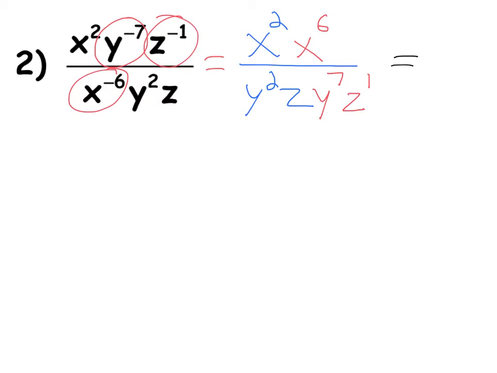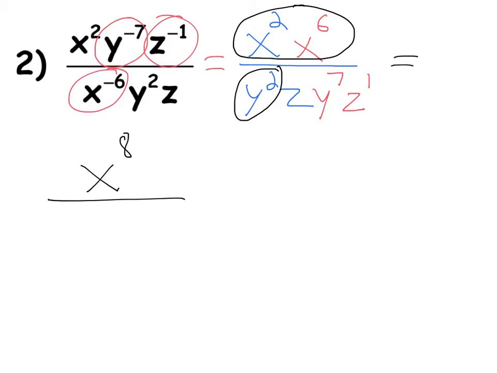Let's start with our x's. I have two x's in the numerator, x squared times x to the 6th. When we multiply, we add the exponents. 2 plus 6 gives us x to the 8th. Moving right along, we have y squared and y to the 7th. Both of them are in the denominator, so we would be multiplying those. Again, we add the exponents. We get y to the 9th.